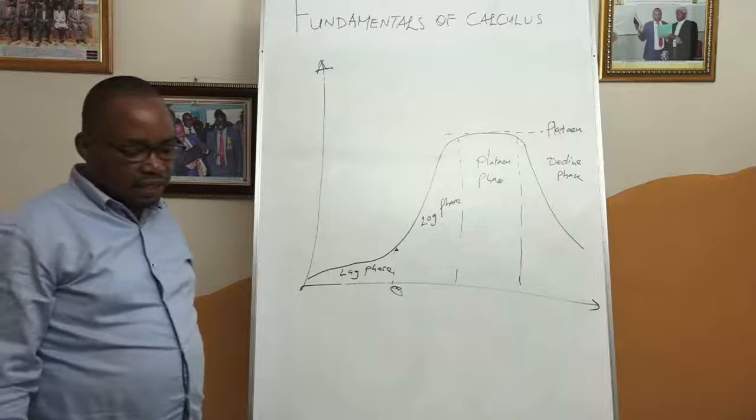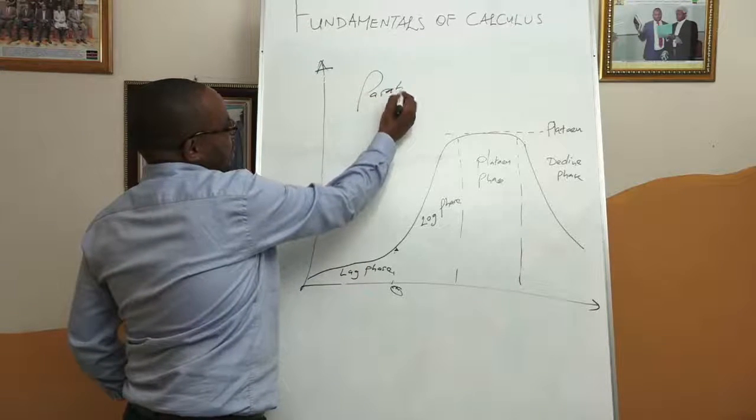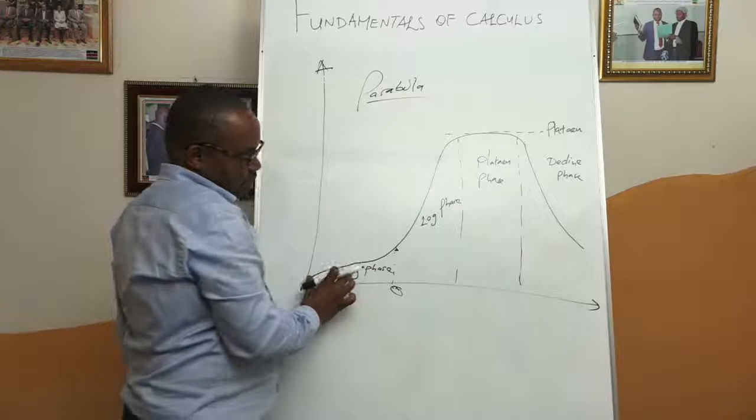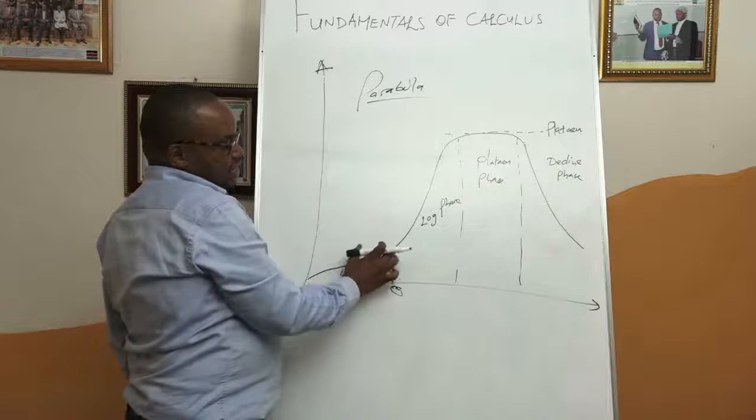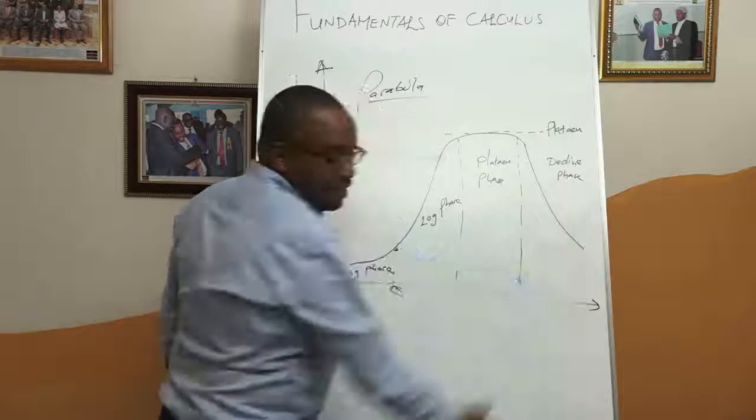If you had such a curve, it's a parabola, because it has a gradient that is positive, it has a zero gradient, and a gradient that is negative.